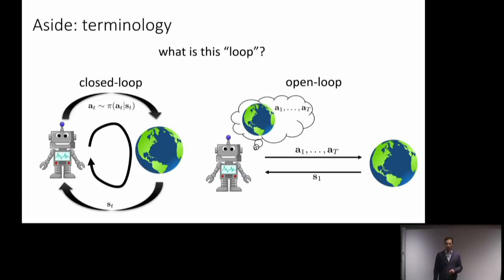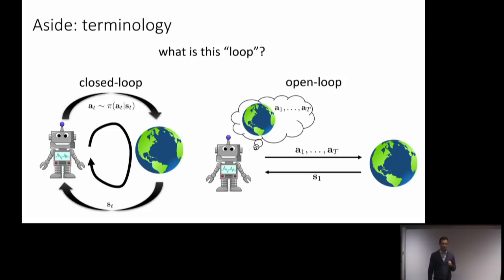So open loop means that the agent still observes something. Maybe the agent observes the initial state or something about the problem. You know, what is it that the user wants the agent to do today, something like that. The agent emits a plan for many time steps and then simply commits to blindly following that plan. So that's the open loop setting.